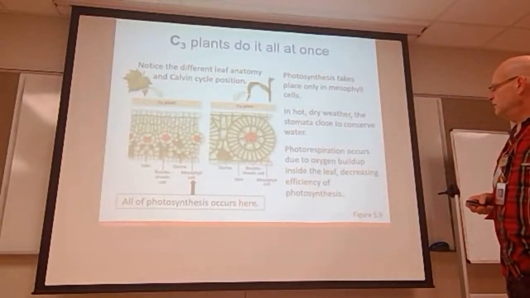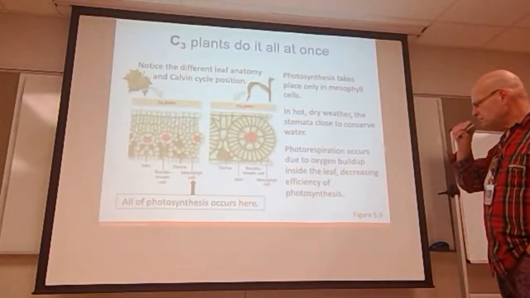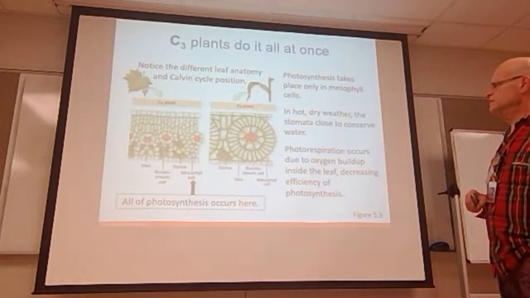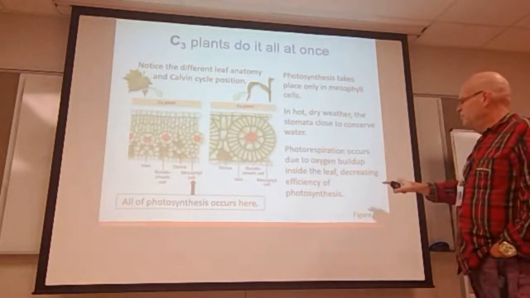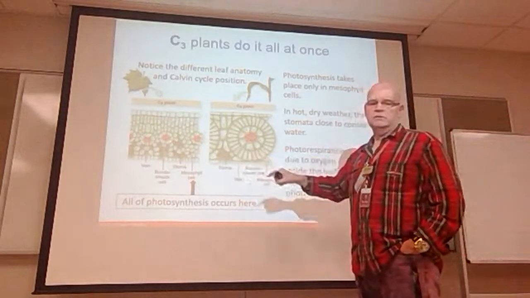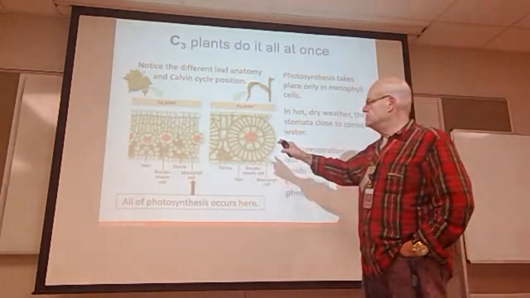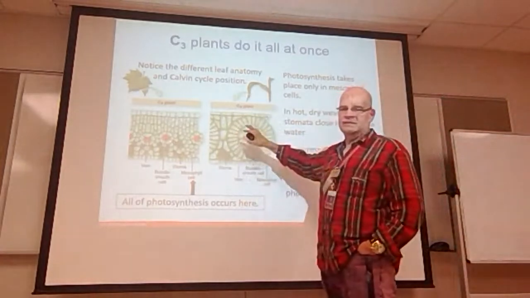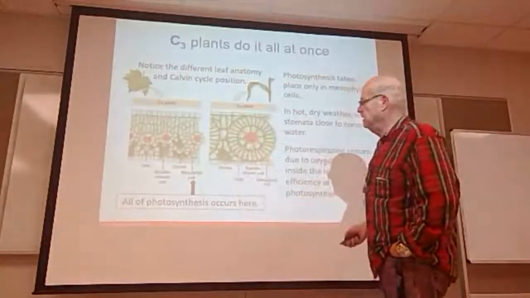Photorespiration occurs due to oxygen buildup inside the leaf, decreasing the efficiency of photosynthesis. And this buildup of oxygen simply occurs because these stomata are closed. Stomata are closed. The oxygen that's being produced by photosynthesis in that leaf can't get out of the leaf.